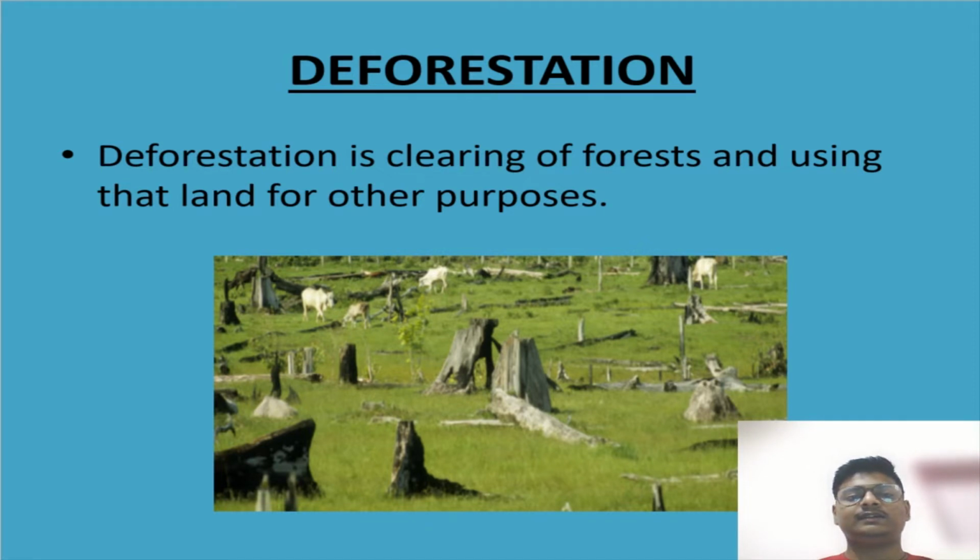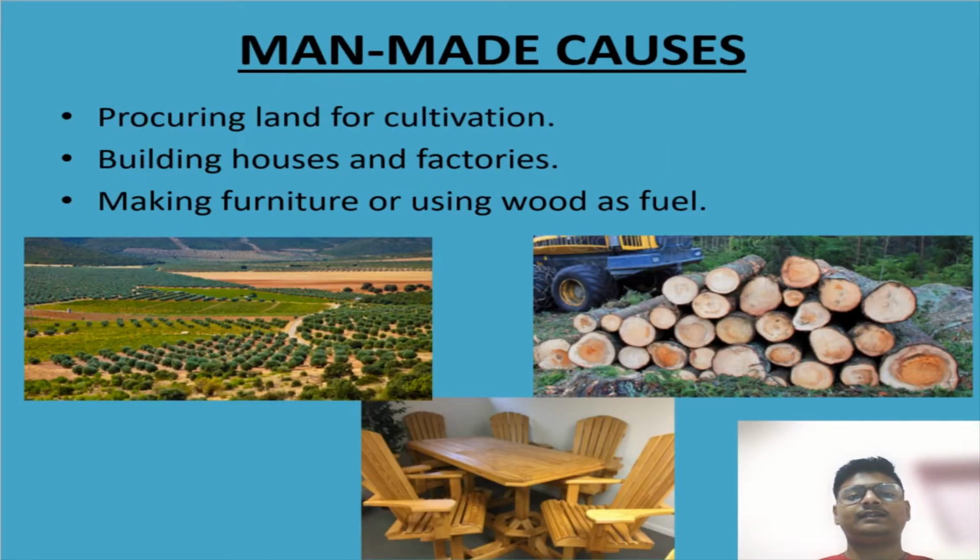Now see, this is deforestation, and these are the man-made causes for deforestation. Man-made means because of us humans. So the first point is procuring land for cultivation. We need food. For that food we need cultivation of the crops, and for those crops we cut the forest to make land to grow the crops. By that we deforest, which means we do the deforestation.